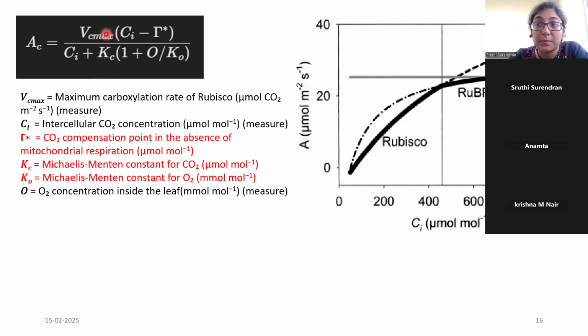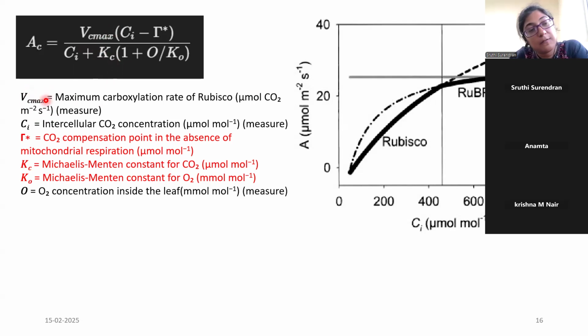Not only just any rate, but the maximum rate at which carbon dioxide is being fixed is given by this parameter. Now, like I said, this parameter is something that we can measure from A-Ci curves. A-Ci curves are measured using an equipment that works on the principle of infrared gas exchange analysis. We can measure Vcmax.